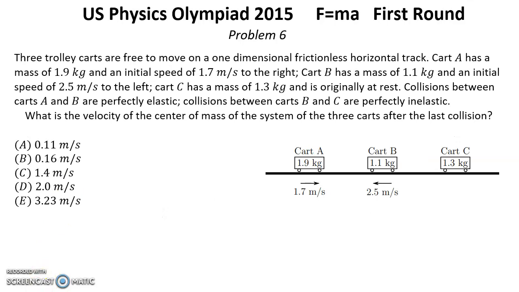Problem number 6. 3 trolley carts are free to move on a one-dimensional frictionless horizontal track. Cart A has a mass of 1.9 kilograms and an initial speed of 1.7 meters per second to the right. Cart B has a mass of 1.1 kilograms and an initial speed of 2.5 meters per second to the left. Cart C has a mass of 1.3 kilograms and is originally at rest.